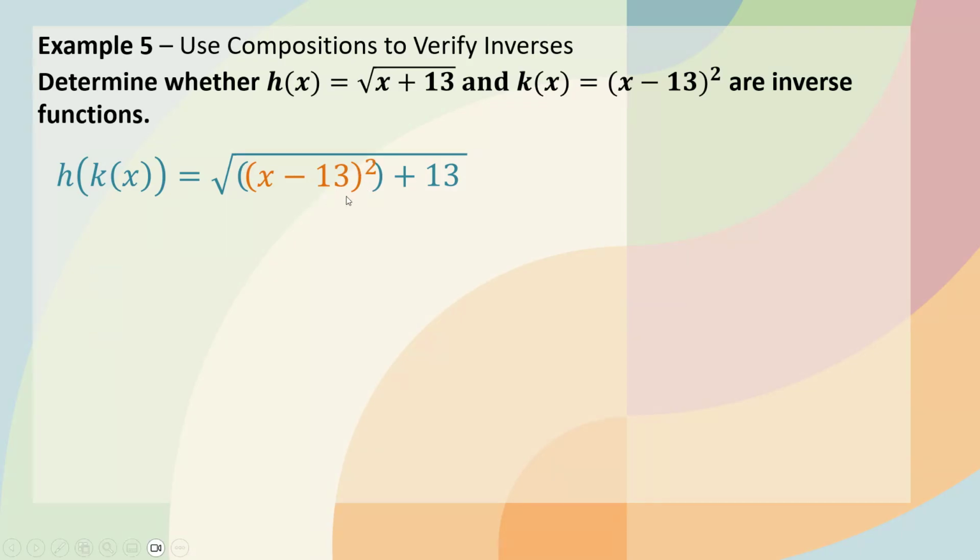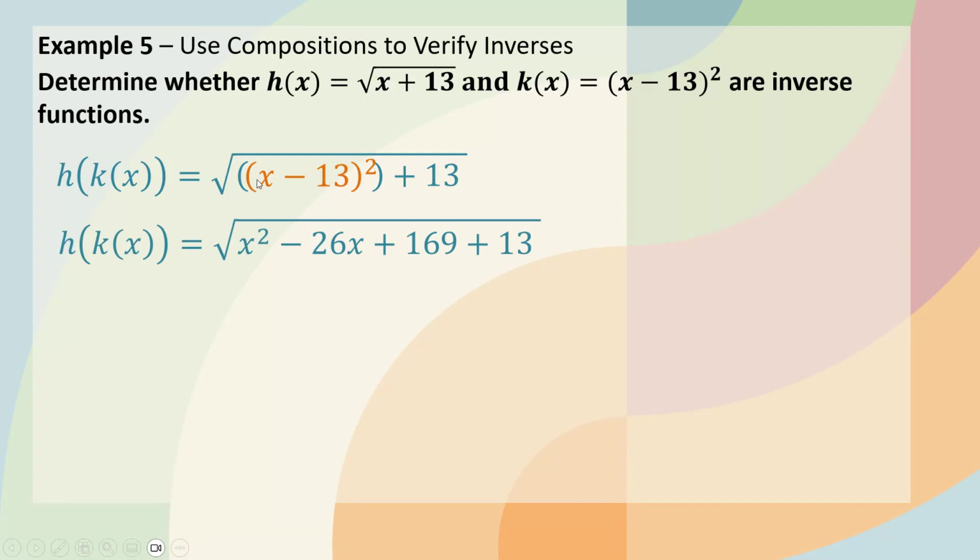To square a binomial, we square the first term, so that's x squared. Then I multiply these terms together, which would be negative 13x, and then double that, so negative 26x, and then square the last term. Negative 13 squared would be 169, and then I bring down that 13. Combining like terms here, 169 plus 13 is 182. So this is as simplified as I can make that expression by squaring the binomial and combining like terms. But this in simplified form does not equal just x. So these are not inverses of each other.